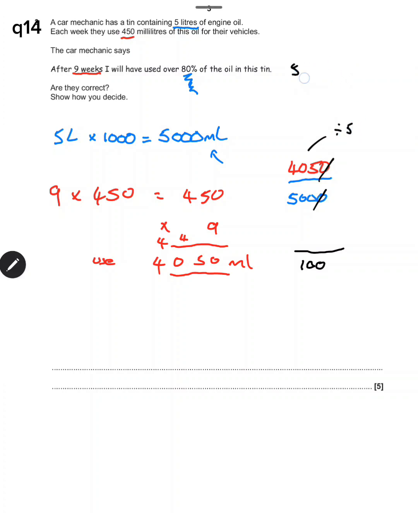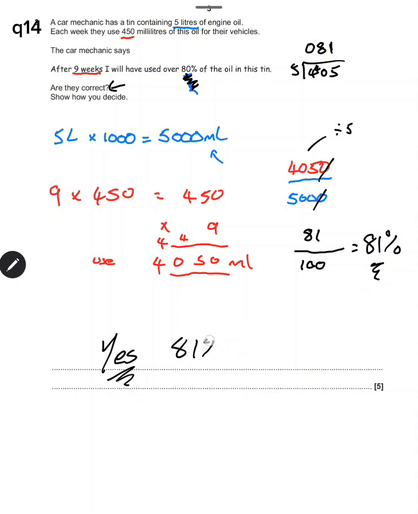So how many 5s into 405? 5s into 4 is 0, remainder 4. 5s into 40 is 8. And 5s into 5 is 1. So this here is 81 out of 100. And that's 81%. Make sure you answer the question. The mechanic says after 9 weeks is used more than 80%. Are they correct? You will get a mark just for saying yes. We've shown 81%, and that's bigger than 80%.